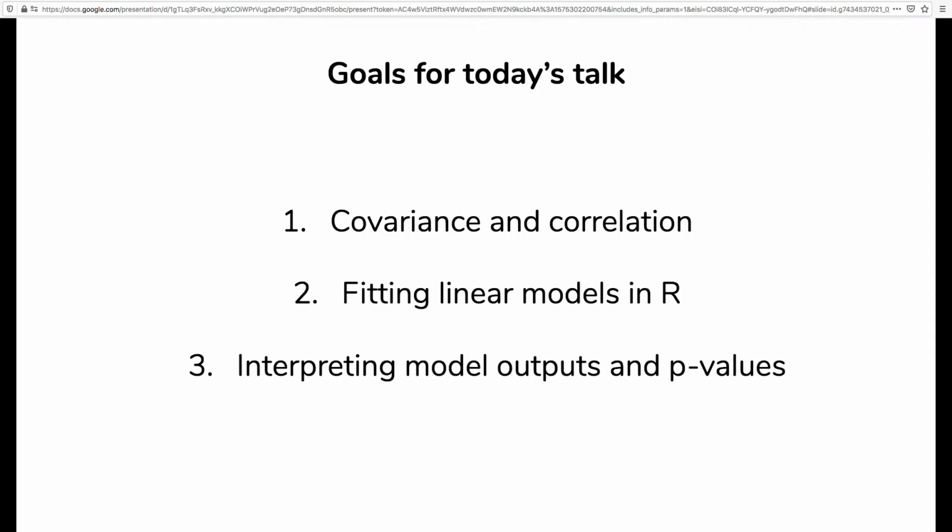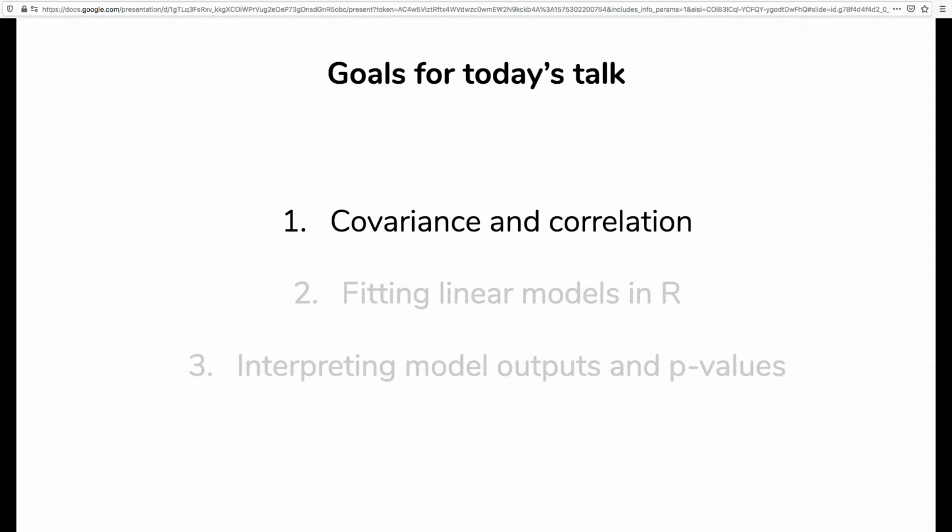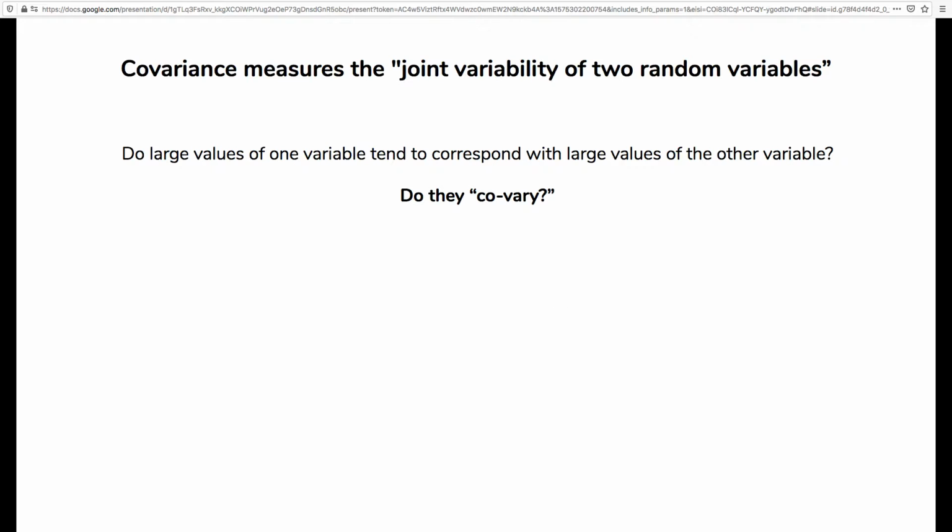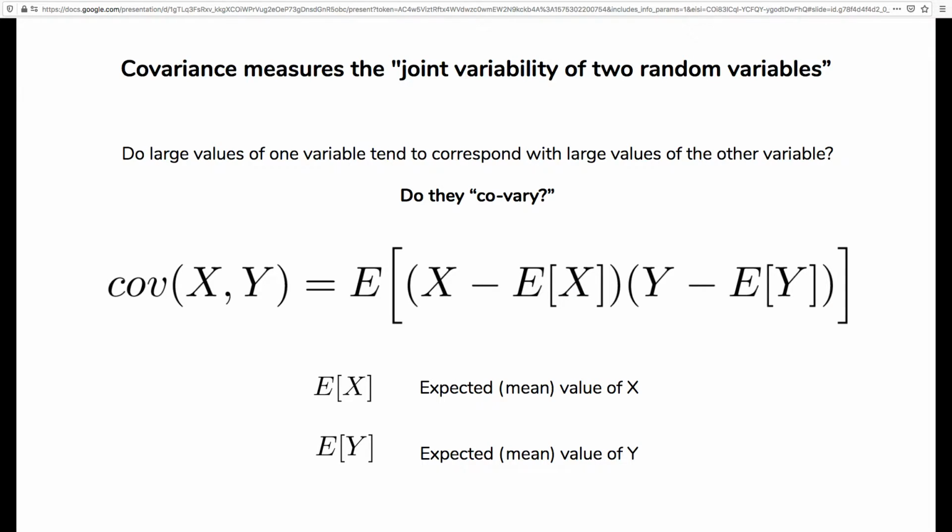But to start off, let's talk a little bit about these two metrics, covariance and correlation. The first one, covariance, is one that maybe you've heard before. Pretty simply, covariance measures, quote unquote, the joint variability of two random variables. Put another way, all this is asking is, do large values of some variable tend to correspond with large values of a second variable, and vice versa? Really all it's asking is, do two variables covary? And mathematically, covariance between two random variables, let's call them x and y, is defined like this.